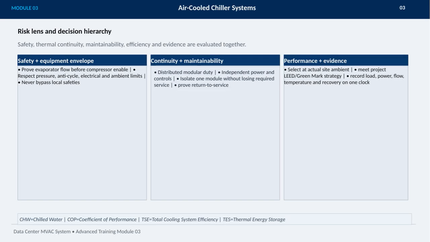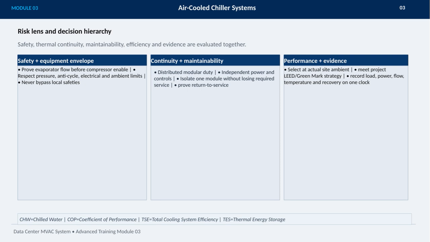In this module, we focus on air-cooled chiller systems within the Data Center MVAC context, evaluated through a risk lens and decision hierarchy. We look at safety, thermal continuity, maintainability, efficiency, and evidence all together to make informed decisions. Starting with safety, it's crucial to prove evaporator flow before enabling the compressor, adhere strictly to pressure, anti-cycle, electrical, and ambient limits, and never bypass local safeties.